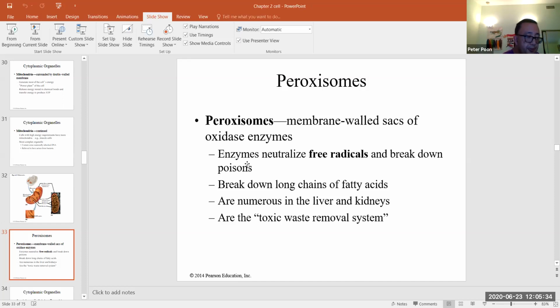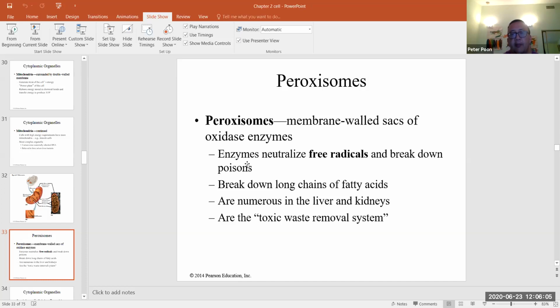Peroxisomes. Peroxisomes are the toxic waste removal system of the cell. The textbook has a really good explanation of this one. We breathe oxygen every day. Oxygen is actually slightly toxic to us, and therefore we can't leave oxygen by itself, really.